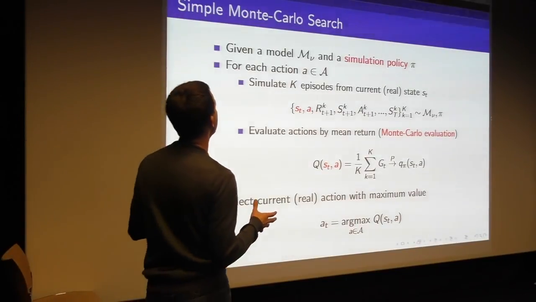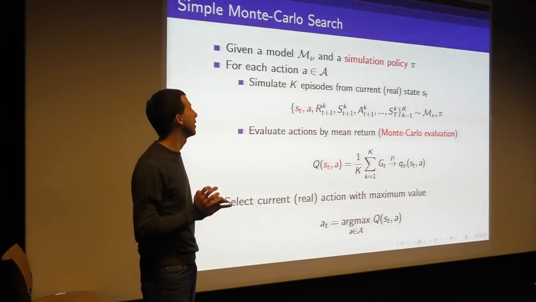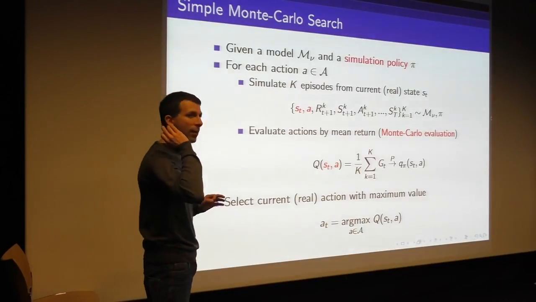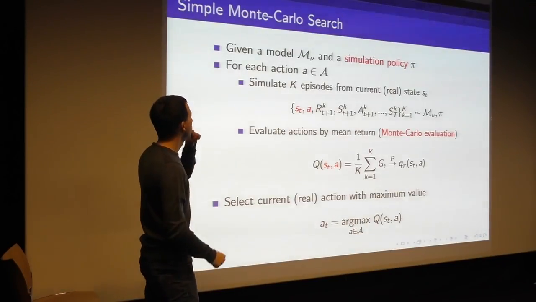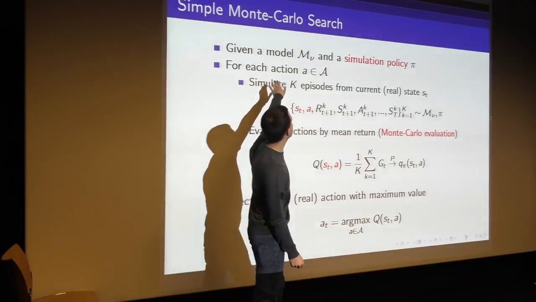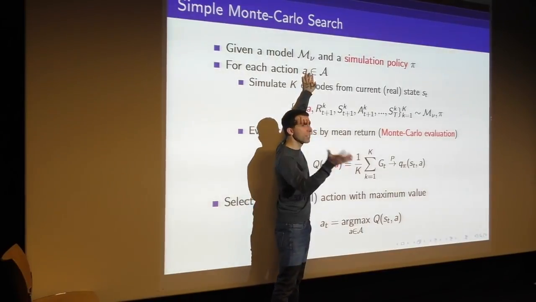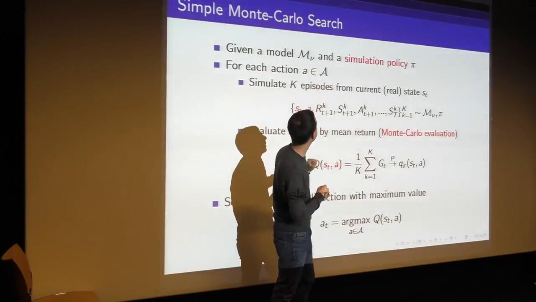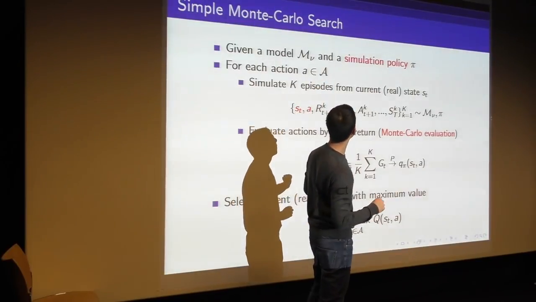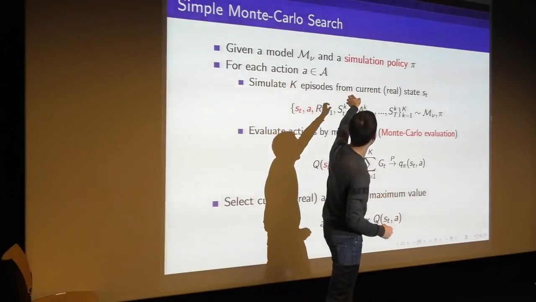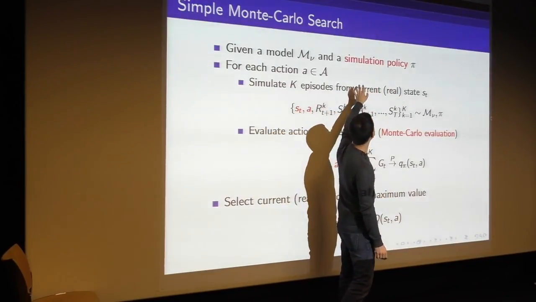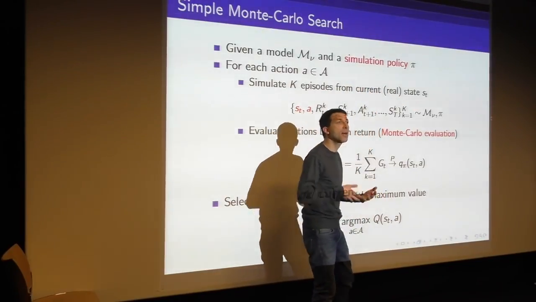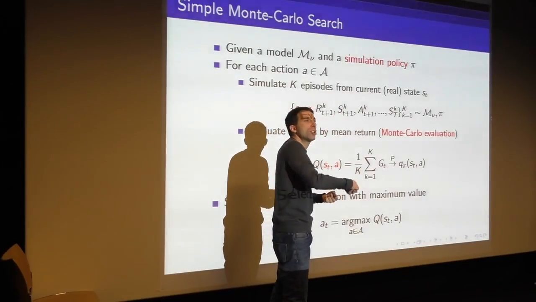So what does this look like? Let's start with the simplest possible version. This is what I call simple Monte Carlo search. Let's just assume that we've got some model, or someone tells us the rules of the game, or we've learned our model of how the rocks are working, or how the robot's walking, helicopters flying, and we have some simulation policy pi. So simulation policy, it's just some way that we are going to pick actions in our imagination.